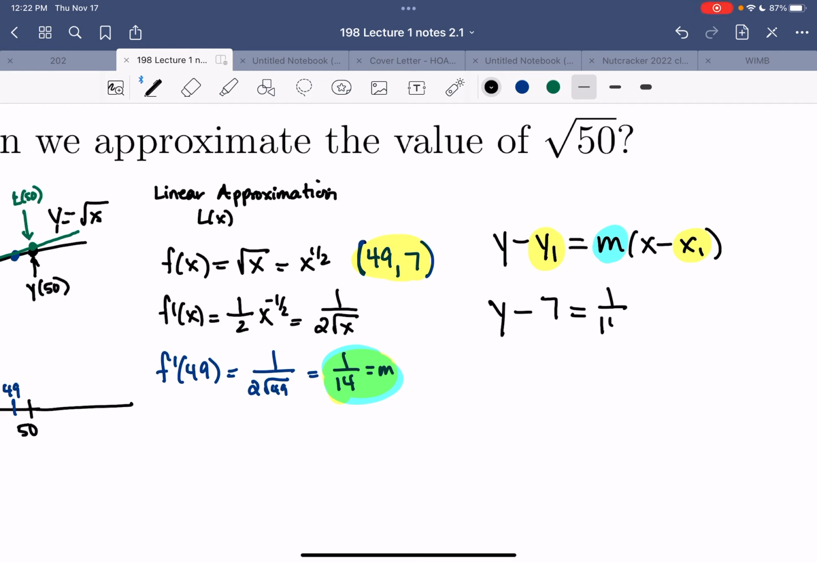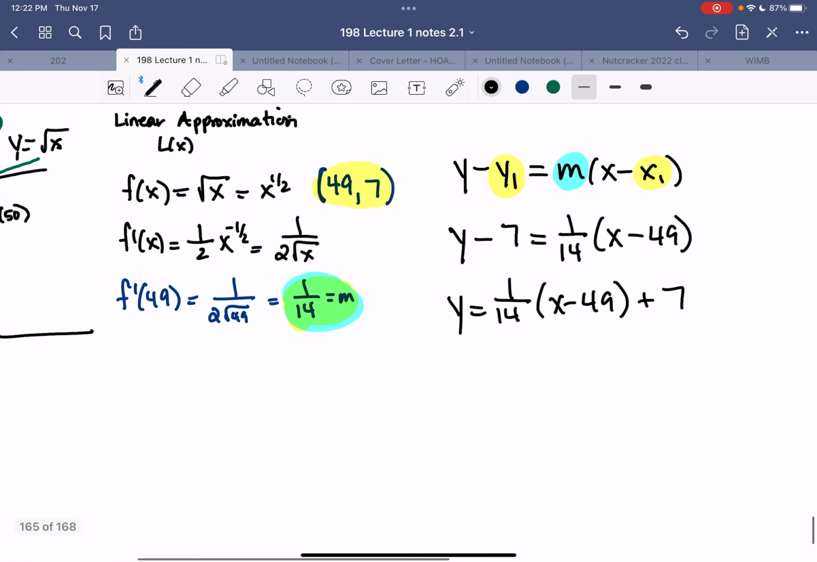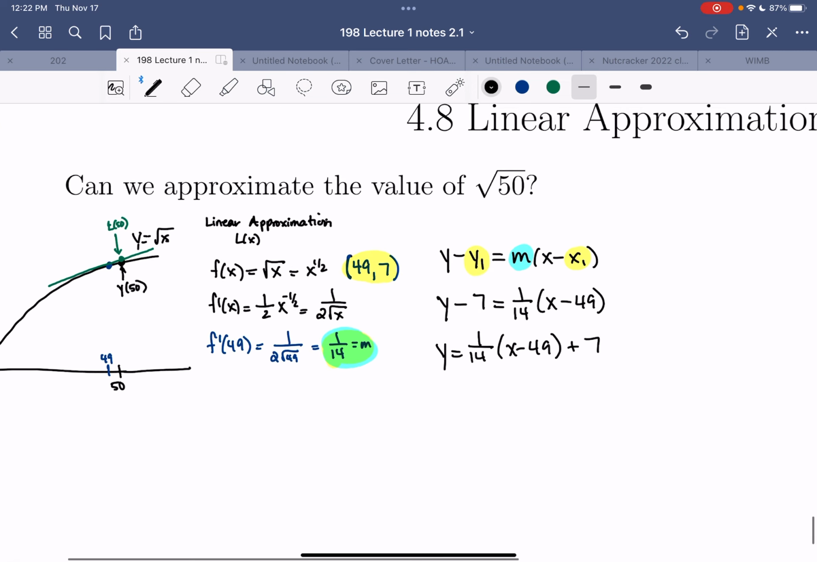The slope is 1 over 14. And x minus, not 7, but 49. And then let's add that 7 over. So that I get y equals 1 over 14 times x minus 49 plus 7. So that's my equation of the tangent line. So that's the equation of the green line in our picture.